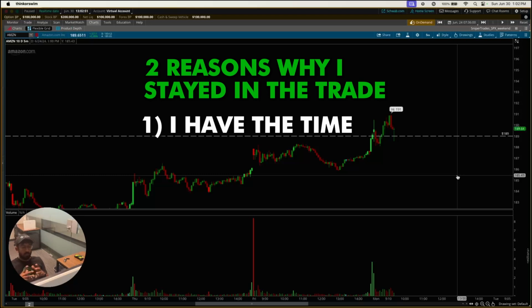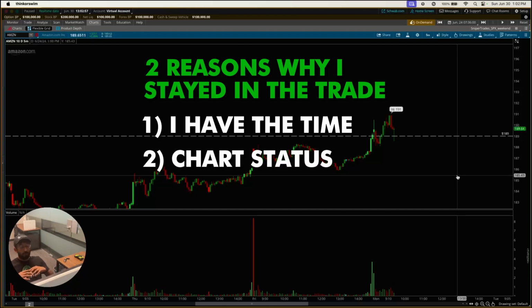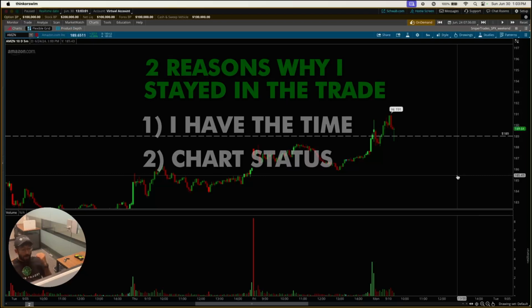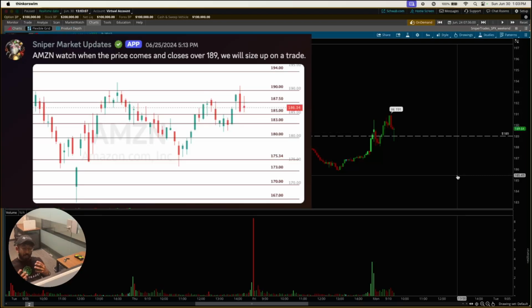One is obviously I had the time. I was positioned in the 7.5 calls, and also the second part was if you look at the daily time frame, we are absolutely looking amazing on the chart. So when I'm trying to position myself on any kind of swings or any kind of positions, I'm always having that daily time frame chart in my mind.